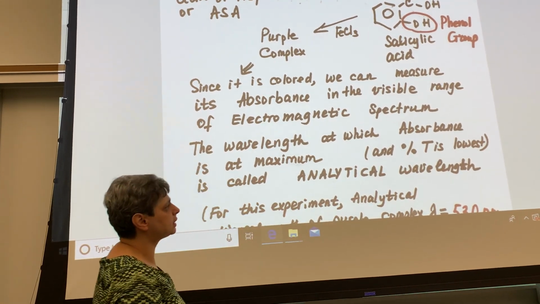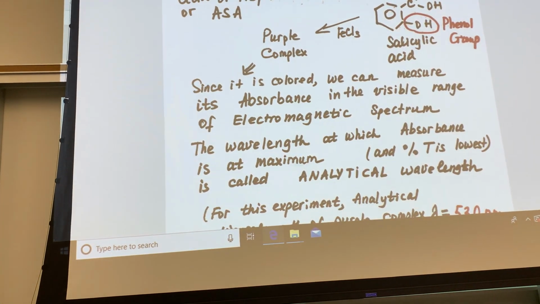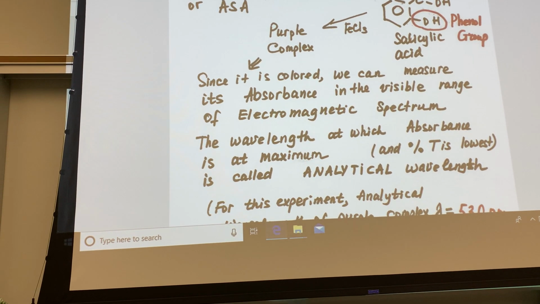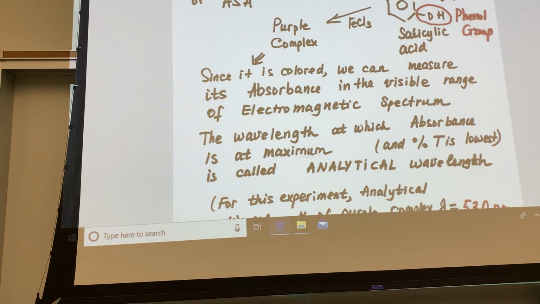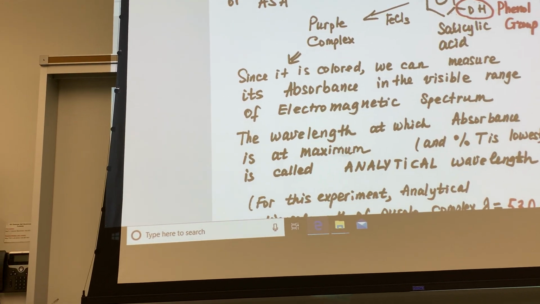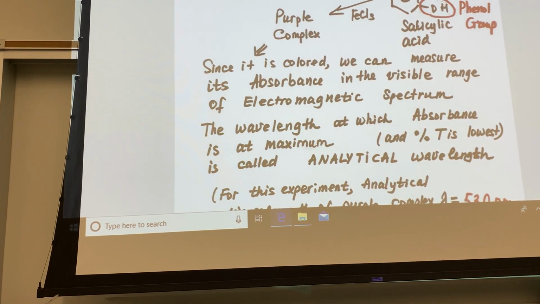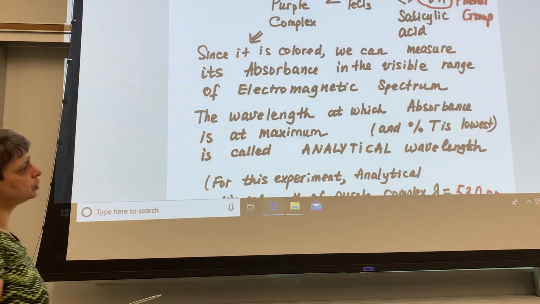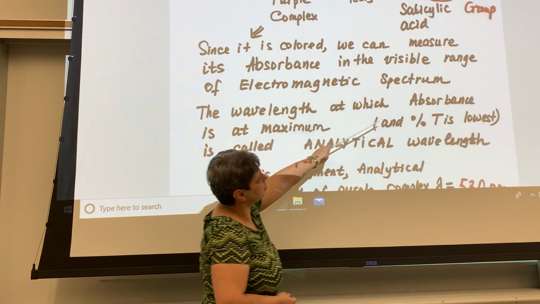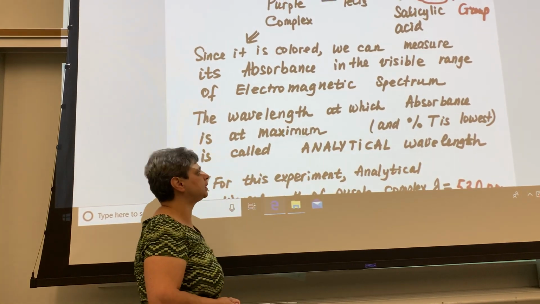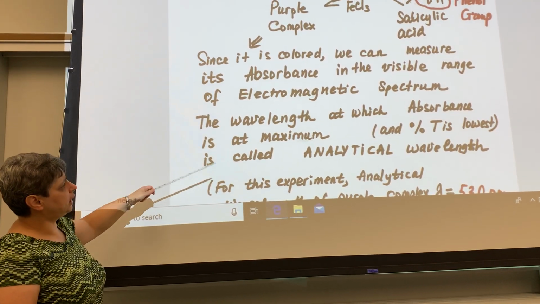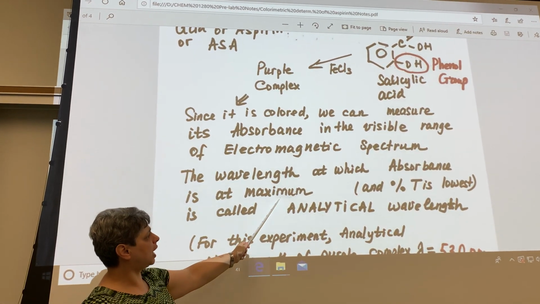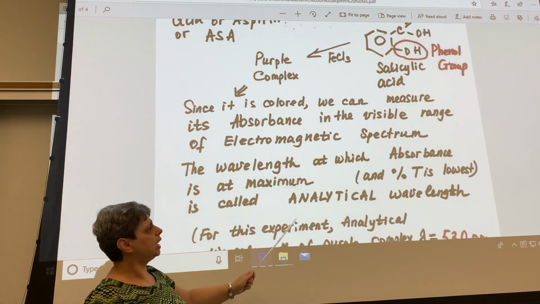Now, percent transmittance is a parameter that's sort of opposite to absorbance. If absorbance shows how much light is retained by the sample, percent transmittance shows how much light has gone through compared to how much light has come into the sample. Since we're exclusively using absorbance measurements using our new spectrometers, we can define analytical wavelength as the wavelength where absorbance is the highest, or is at its maximum.